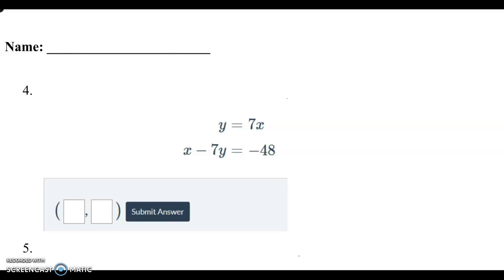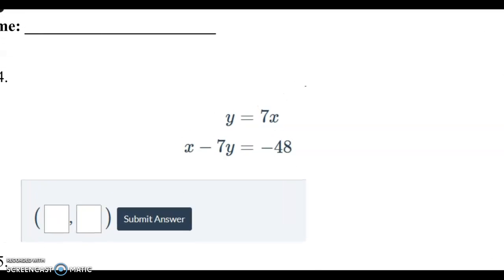Today we're looking at the substitution method for a system of equations, and this is level 2. So let's begin. On this problem, what we want to do is solve for x and then substitute back in and find y.